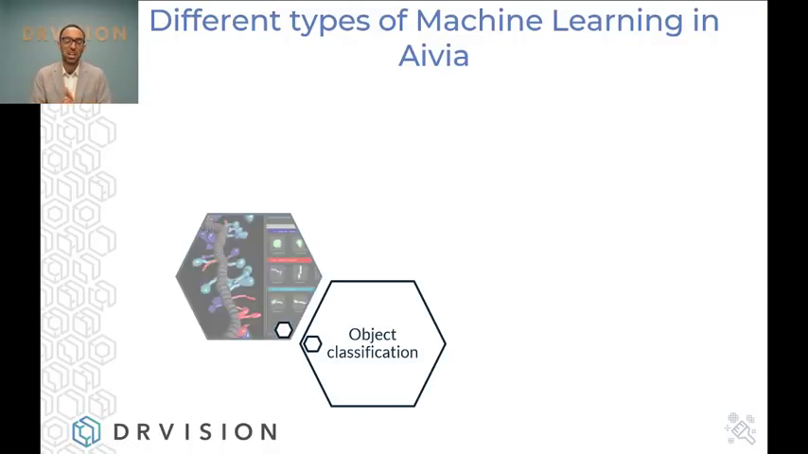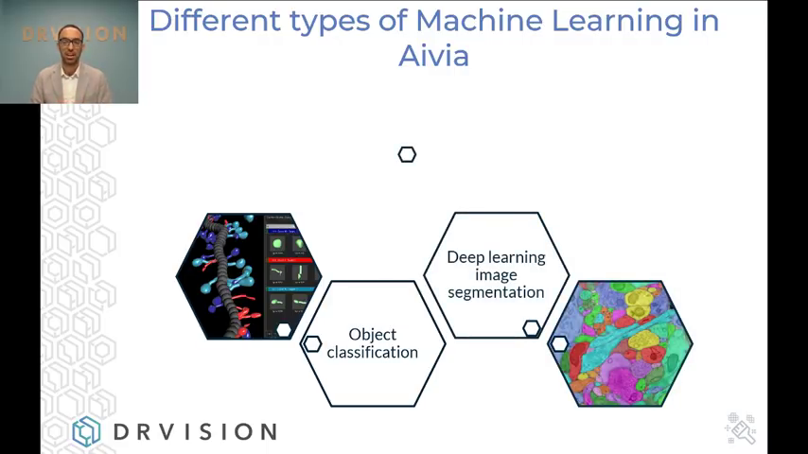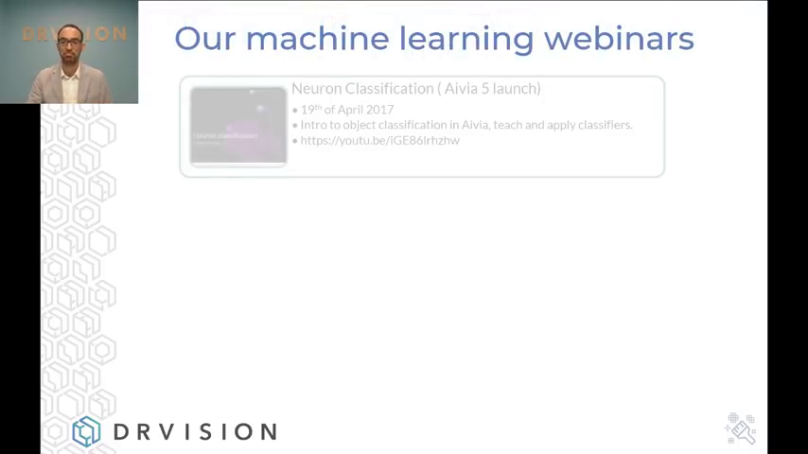Before I get into it, Aivia already has 2 other types of machine learning powered tools. One of them is the object classification, which I mentioned a moment ago. You can classify spines, cells, dendrites, dendrite segments, dendrite trees, and whole neurons, and just regular cells, so blob-like 3D structures. We also have the deep learning image segmentation tool, which we launched with Aivia 6, and now we're launching the pixel classifier, which helps enhance images. So it's at the early stage of the pipeline for image analysis.